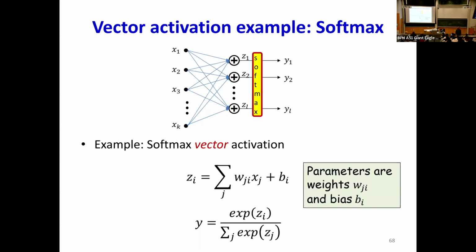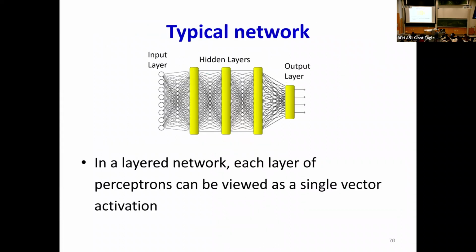E raised to z, is that ever going to be negative? Is e raised to z ever going to be negative? No, right? And the sum of all of the outputs is positive, correct? So this means that this looks like a probability distribution where you have a bunch of positive numbers that all sum to 1. So the softmax function produces outputs which look like a probability distribution, right?